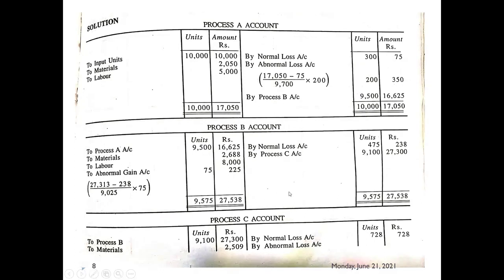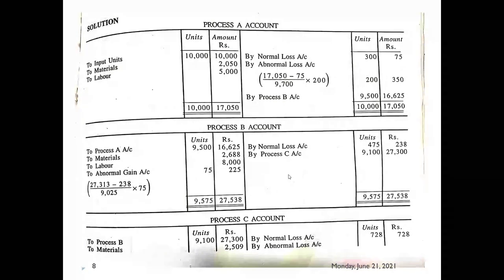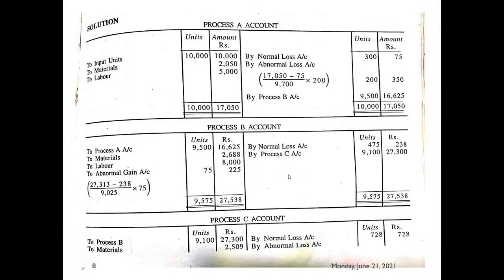Sometimes the normal loss account, abnormal loss account, and abnormal gain account will also be asked to be prepared. In that case, we have to prepare the abnormal loss account, then the abnormal gain account, then the normal loss account. That will be in the next class.